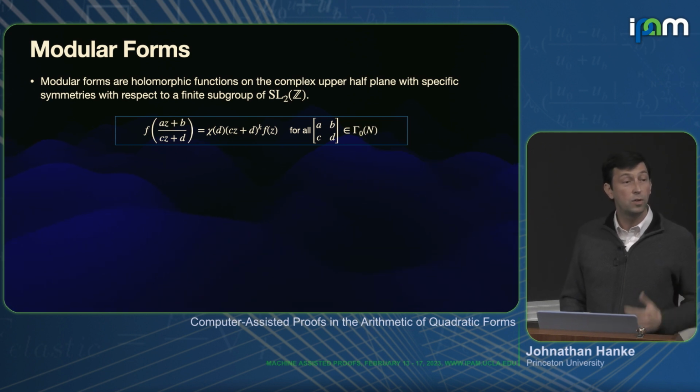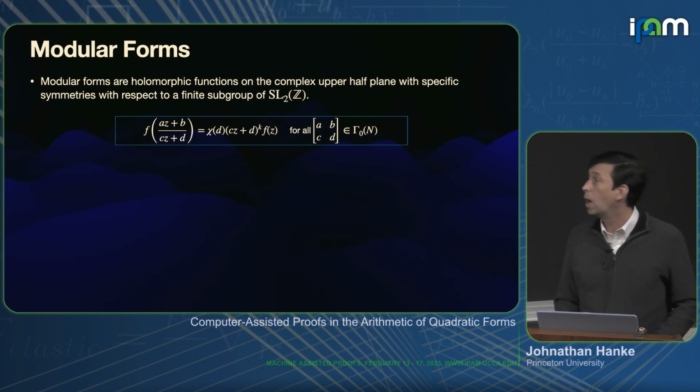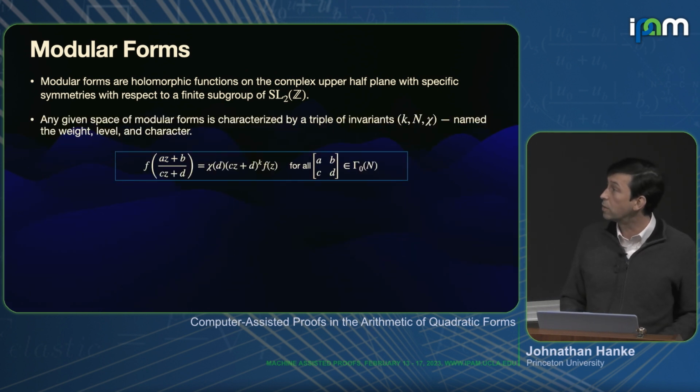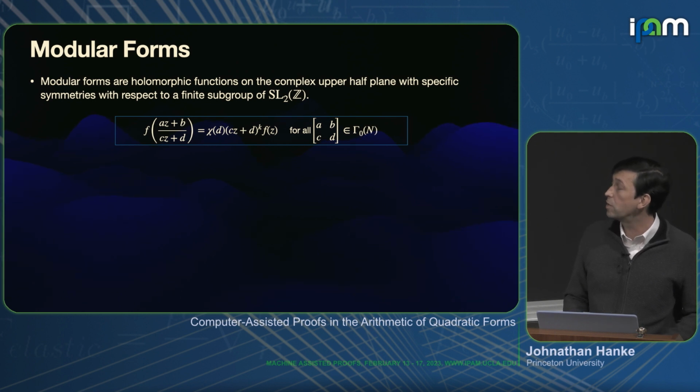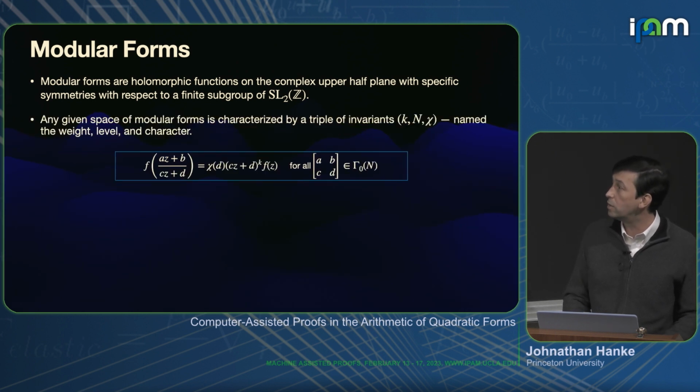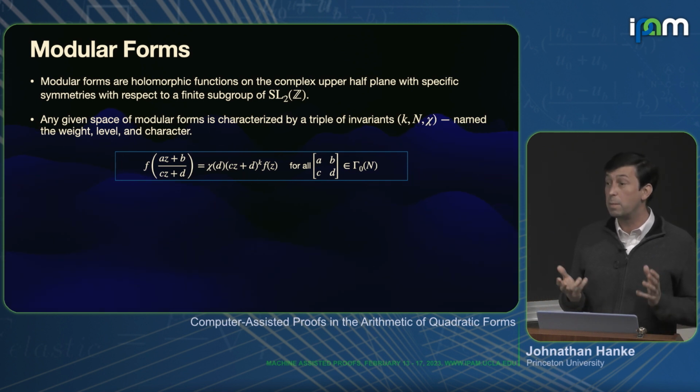Modular forms are really, really useful objects for lots of reasons. You heard Fermat's last theorem come up, the proof of that, lots of other things as well. But from the perspective of this talk, we really care that theta functions are modular forms. Modular forms have this transformation property for those who haven't seen them, for some finite index subgroup Gamma naught of SL2(Z). The important thing is that the space of modular forms for a given set of invariants appearing in that transformation law, the k, the N, and the chi, is a finite dimensional space.